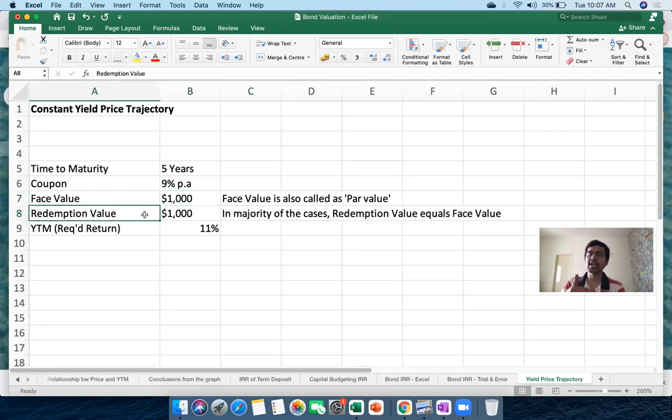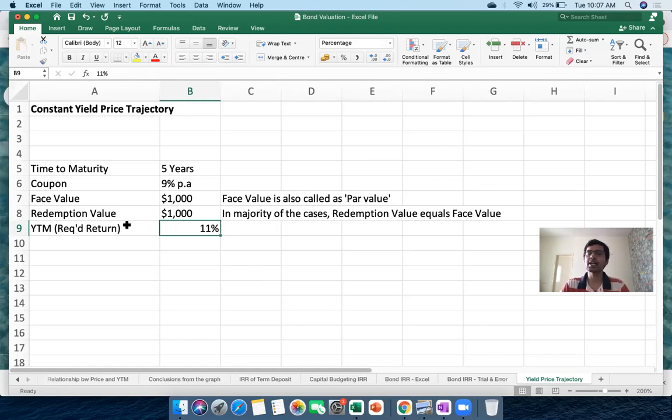Redemption value, in this case, I've assumed to be equal to the par value of $1,000. And in the majority of cases where the question is silent, you're required to assume that the redemption value is equal to the par value. The next assumption is the required rate of return being 11%. Now required rate of return is nothing but YTM. So YTM in this case is 11%.